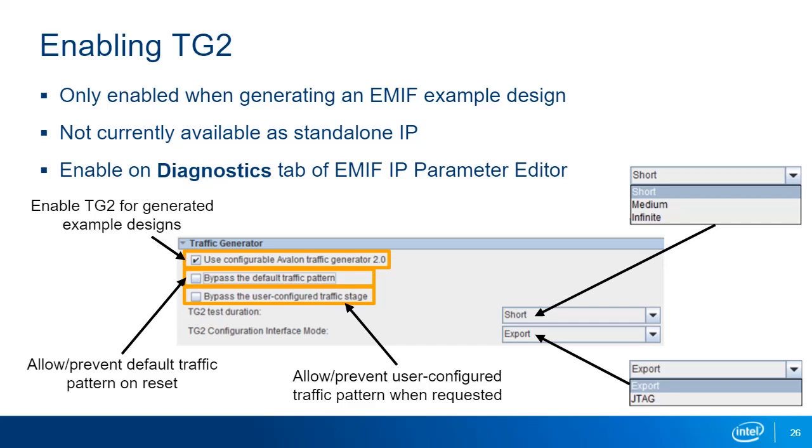Finally, set the TG2 configuration interface mode to either export or JTAG. Choosing export enables an Avalon slave interface on the IP to be controlled by custom logic in your design. Choosing JTAG lets you use the traffic generator configuration toolkit from the system console. We'll look at configuring and controlling the IP with the Avalon memory mapped interface first.